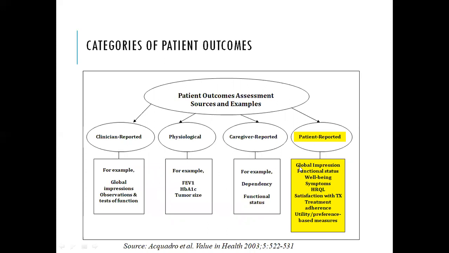Now, we were talking about the categories of patient outcome, which could be of four subtypes. It could be clinician reported, physiological, caregiver reported, and patient reported. Each one has its own clinical significance. The clinician reported is how the clinician interprets it. The physiological is how your normal data behaves, such as maybe the glycosylated hemoglobin or the tumor size.